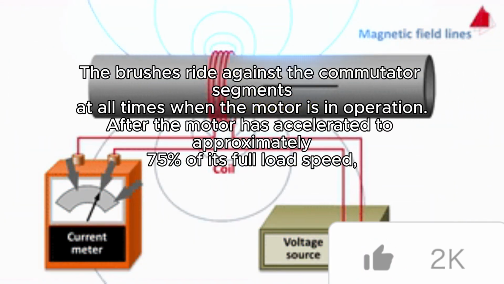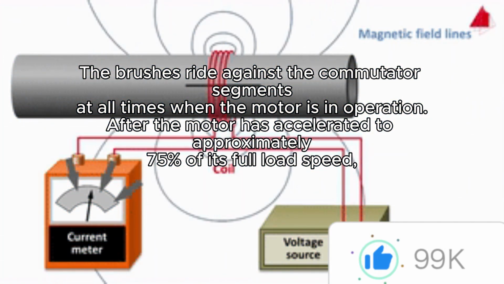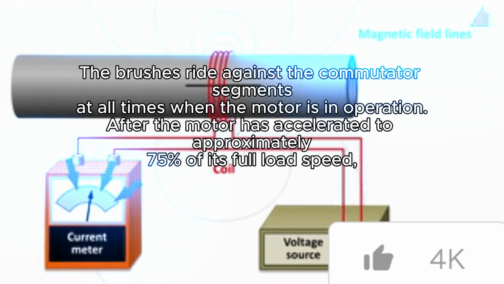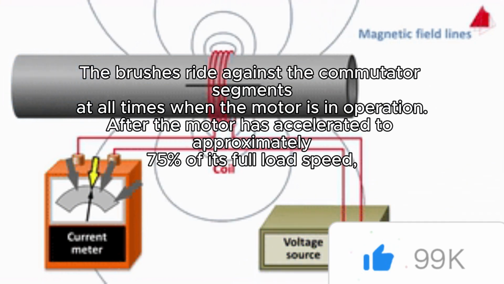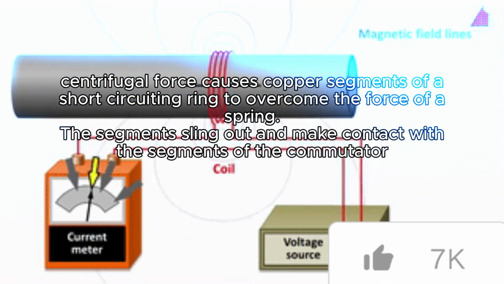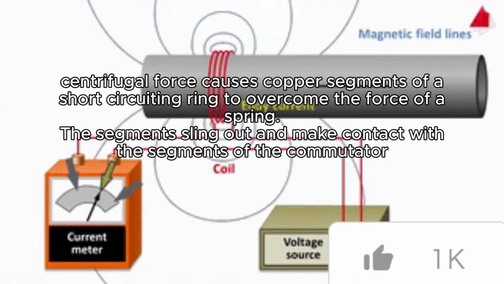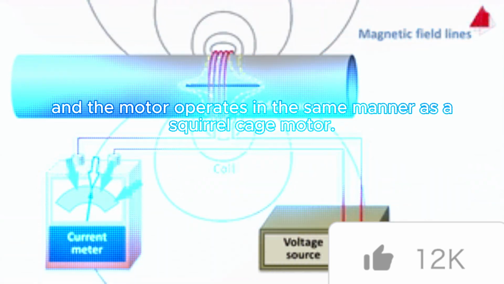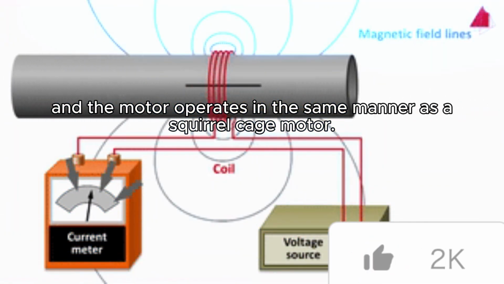The brushes ride against the commutator segments at all times when the motor is in operation. After the motor has accelerated to approximately 75% of its full load speed, centrifugal force causes copper segments of a short-circuiting ring to overcome the force of a spring. The segments sling out and make contact with the segments of the commutator, and the motor operates in the same manner as a squirrel cage motor.